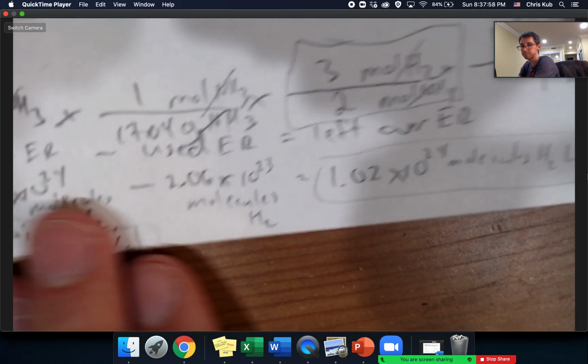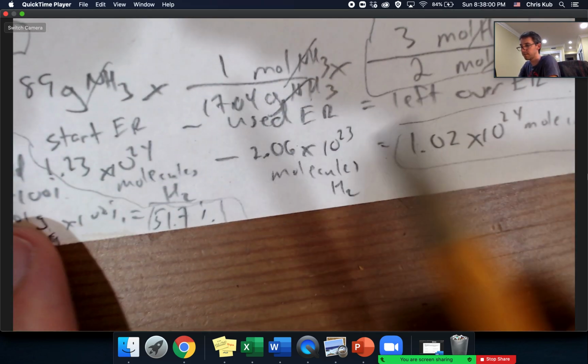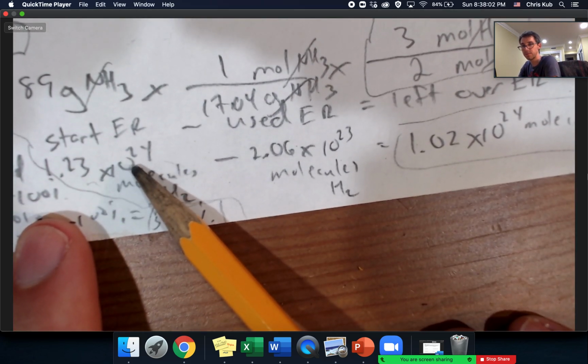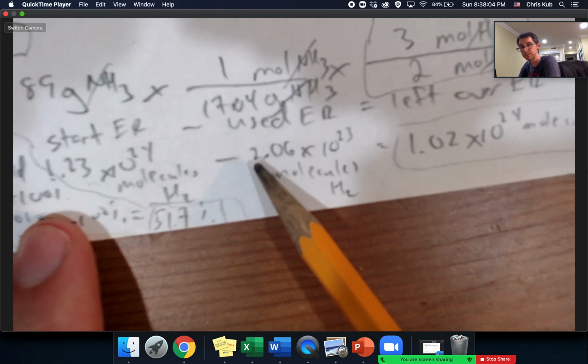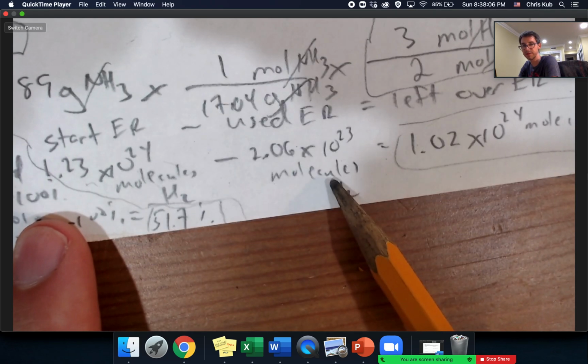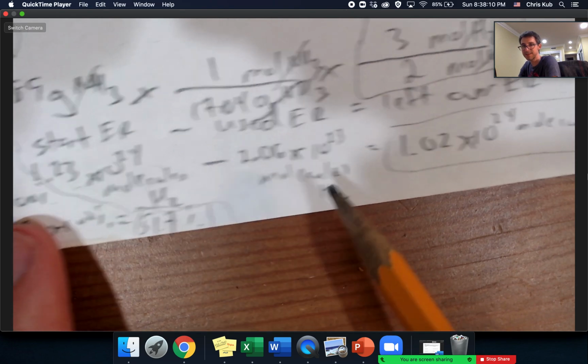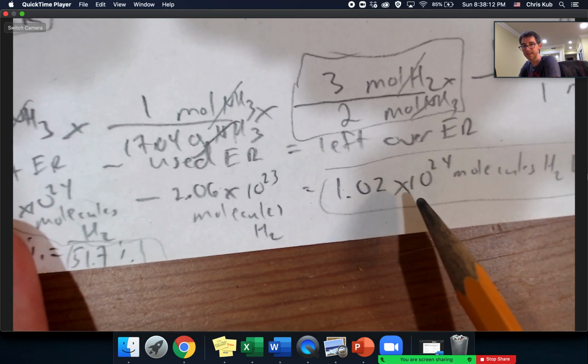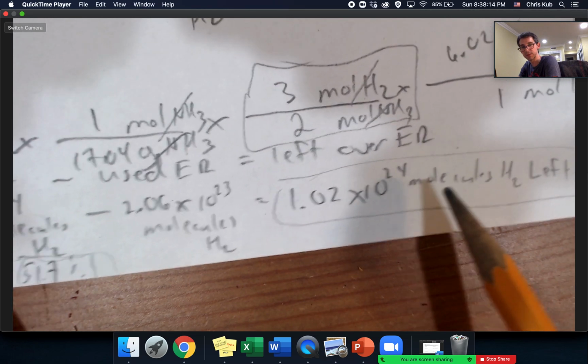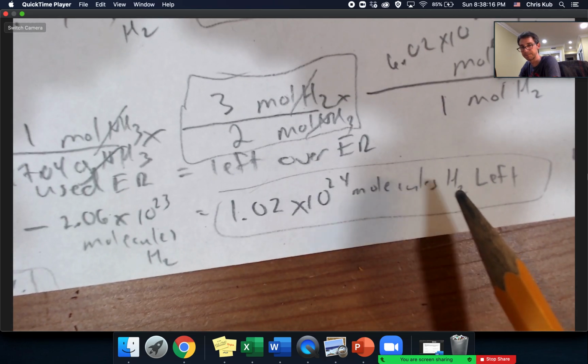So if we start with 1.23 times 10 to the 24 molecules of H2 and only use 2.06 times 10 to the 23 molecules of H2 to form that amount of product, then that minus that leaves 1.02 times 10 to the 24 molecules of H2. That's how much is left over.